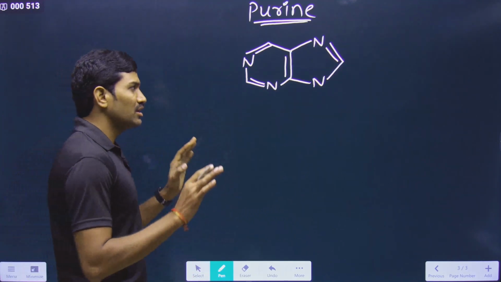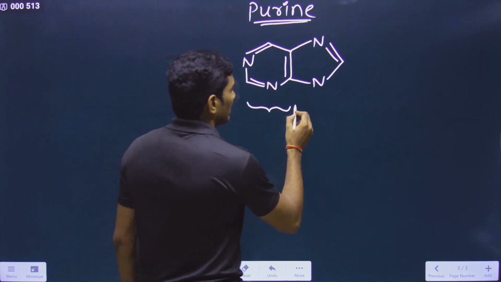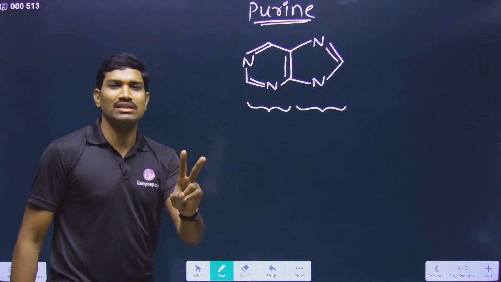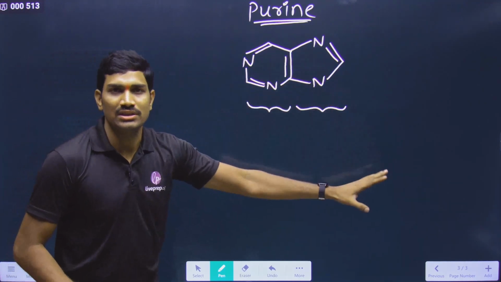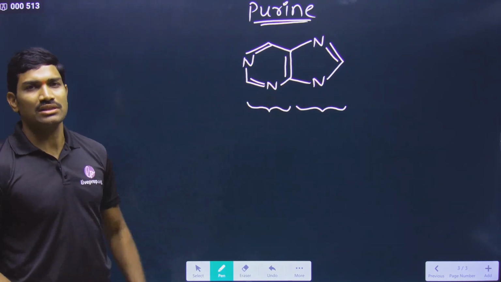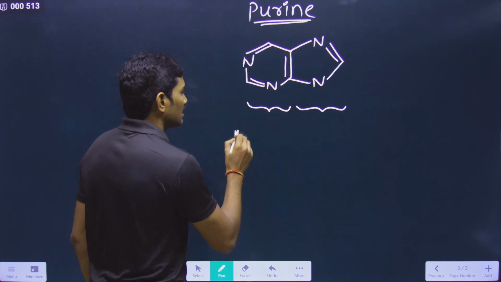Please understand this. So technically in this purine structure, this is one ring and this is another ring. So two rings are fused. Two rings are fused to form the purine structure. This is basically a purine structure. And what are the names of these? This first ring itself is called a pyrimidine ring.